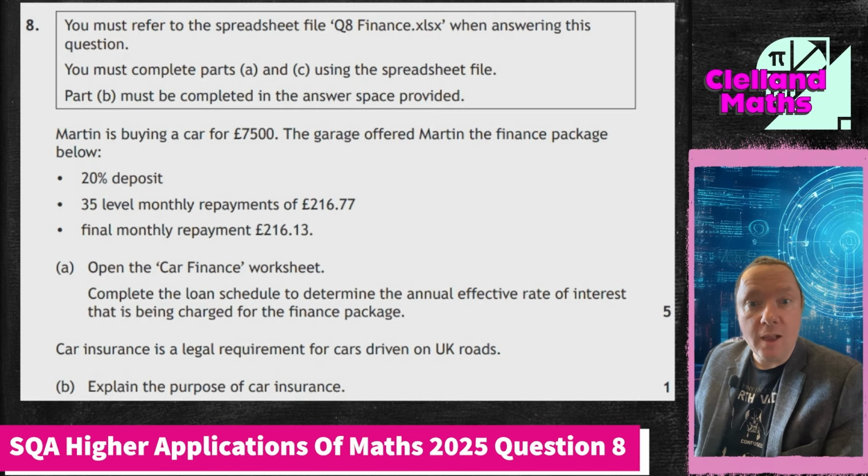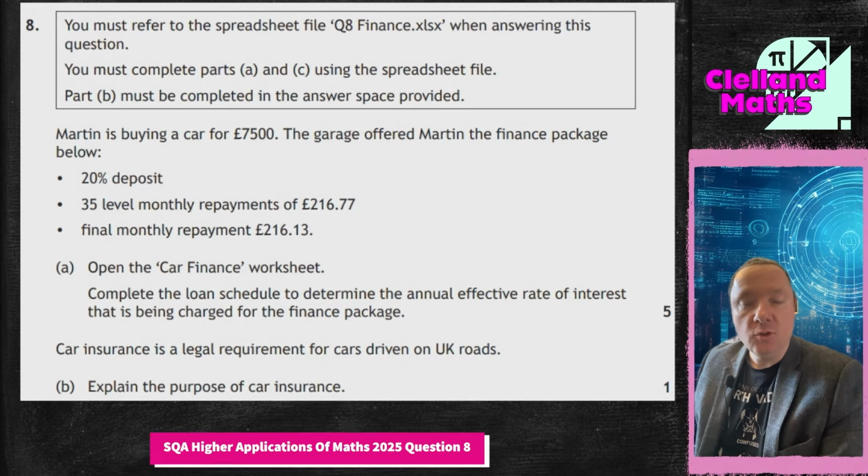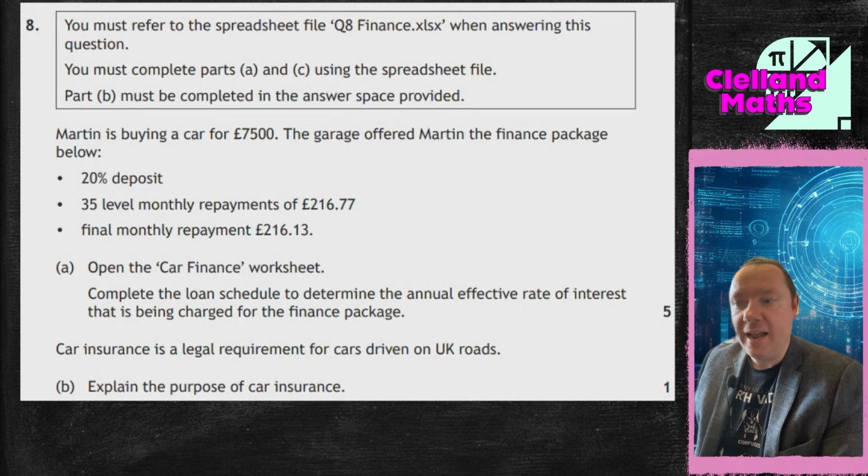Higher Application Maths 2025, question 8. You must refer to spreadsheet file Q8, finance, when answering the question. Martin is buying a car for £7,500. The garage offered Martin the finance package below: 20% deposit, 35 level monthly repayments of 216.77, final monthly payment of 216.13.